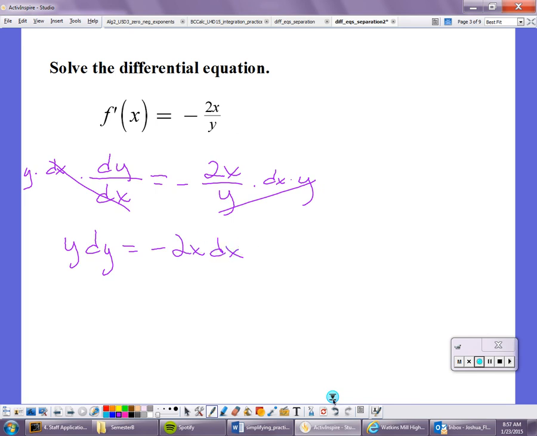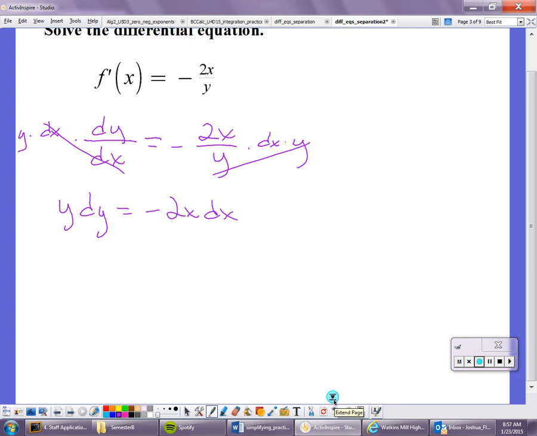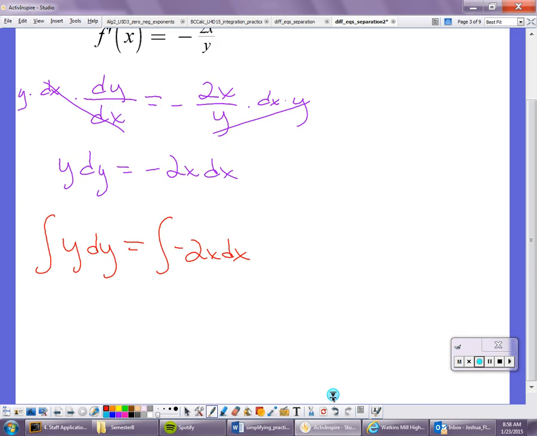Okay, well, what can I do with this? Seems weird, but you can actually just take the integral, or the antiderivative, of both sides of this equation. So we can say the antiderivative of y dy equals the antiderivative of negative 2x dx. Well, now we know how to do this. The antiderivative of y dy is just going to be 1/2 y squared. And the antiderivative of negative 2x is just negative x squared. And then we have a plus c.